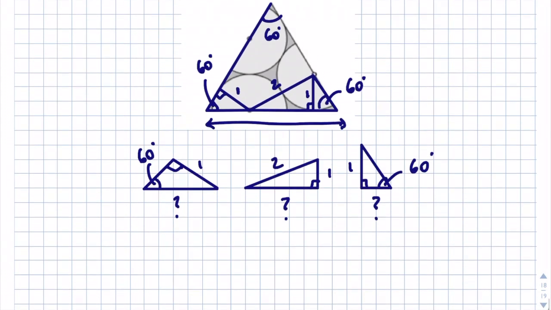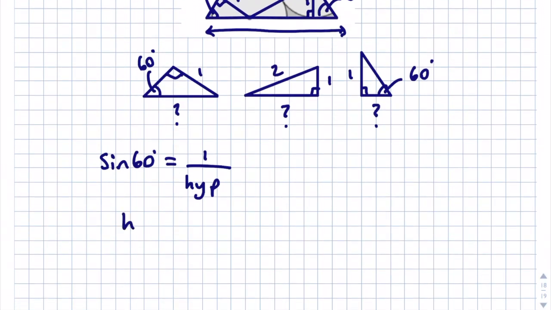So if we look at triangle 1, we can use trigonometry. So if we think about SOHCAHTOA, we're going to use sine equals opposite over hypotenuse. So that's going to be sine 60 equals opposite, which is 1 over our hypotenuse, which I'm just going to call hype for short. Now I can rearrange this to work out what the hypotenuse is. The hypotenuse is going to be 1 over sine 60. Now, this exam is non-calculator.